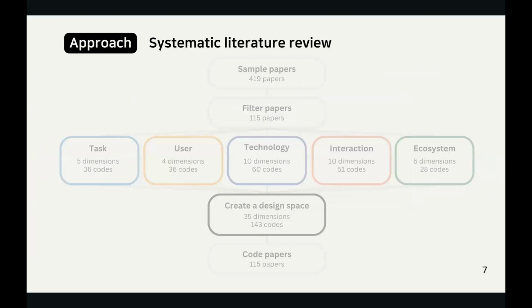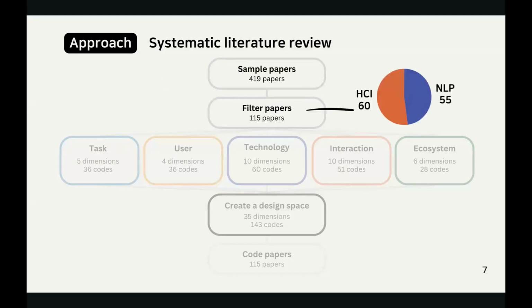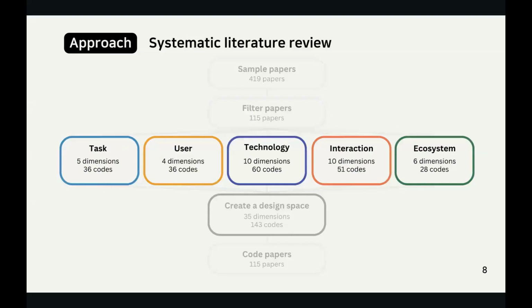With this scope and 5 aspects, we performed a systematic literature review to identify design considerations for writing assistants. First, we sampled papers that have variations of the word write in their titles from HCI and NLP venues. And then we filtered them based on the scope we defined earlier, which resulted in 115 papers.